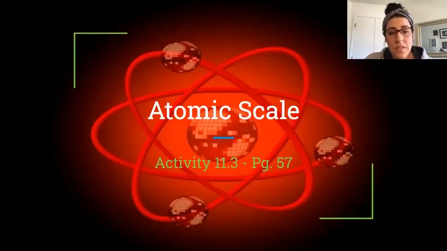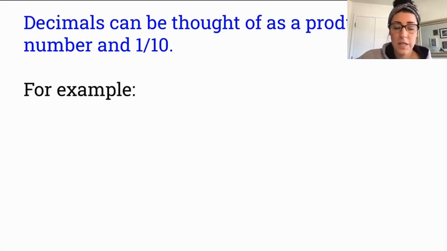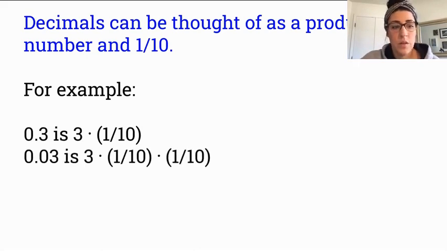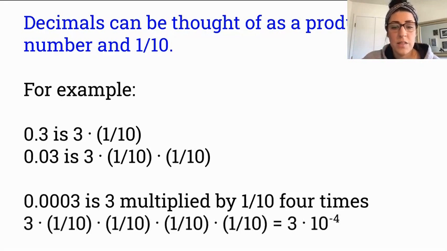Going into the next activity, atomic scale. Decimals can be thought of as a product of a number and 1/10. So for example, 3/10 is thought of as 3 times 1/10. 3/100 is thought of as 3 times 1/10 times 1/10. And this last one is 3 multiplied by a 10th 4 times. So just kind of keep that in mind. And we could see that written out here.